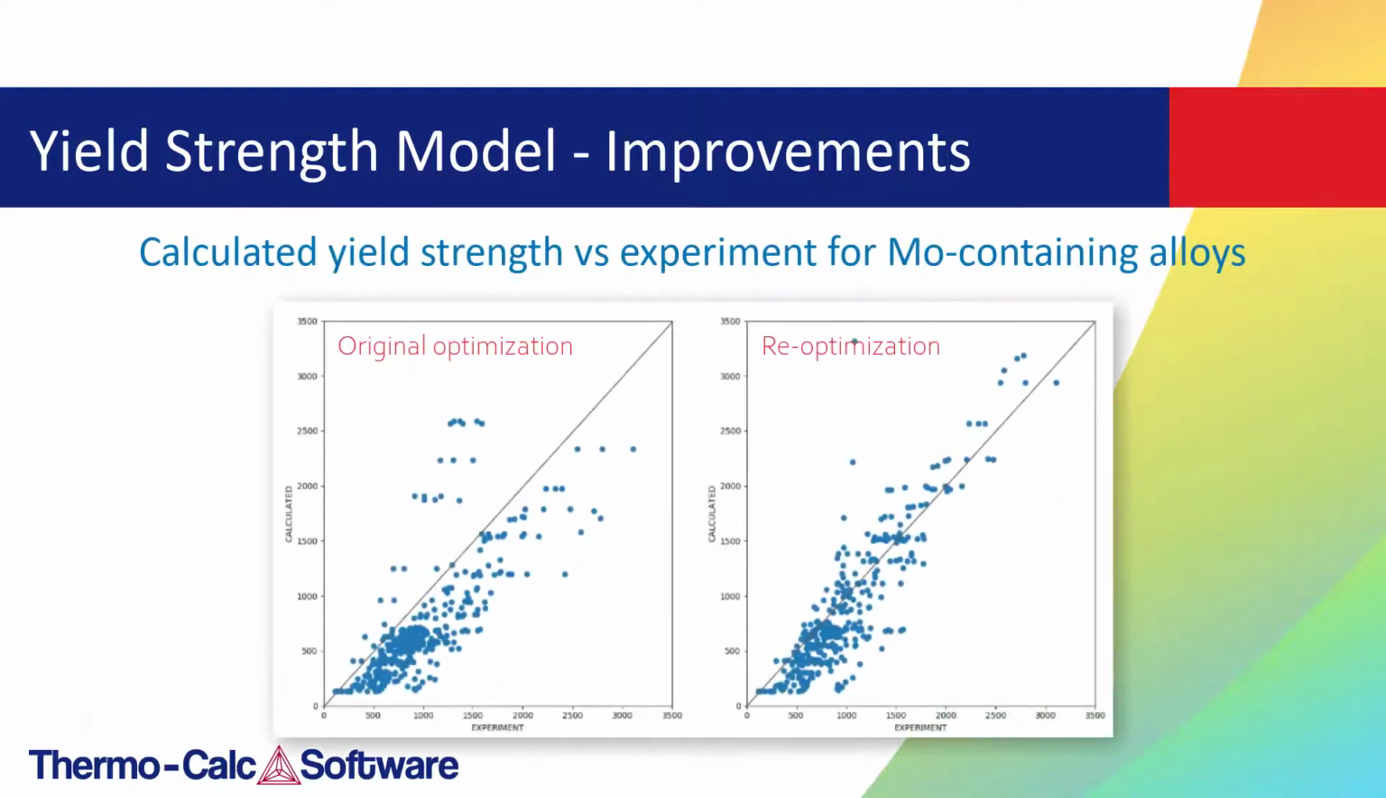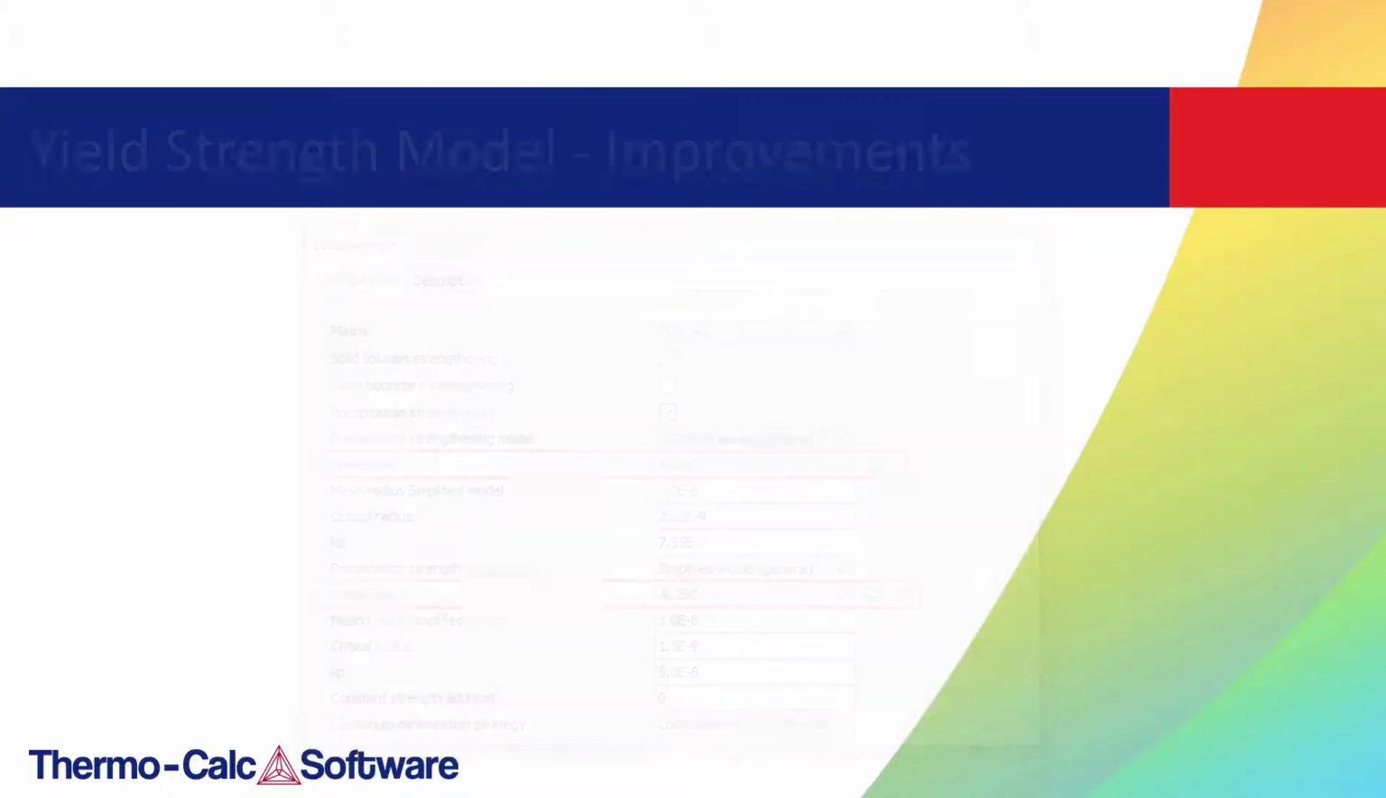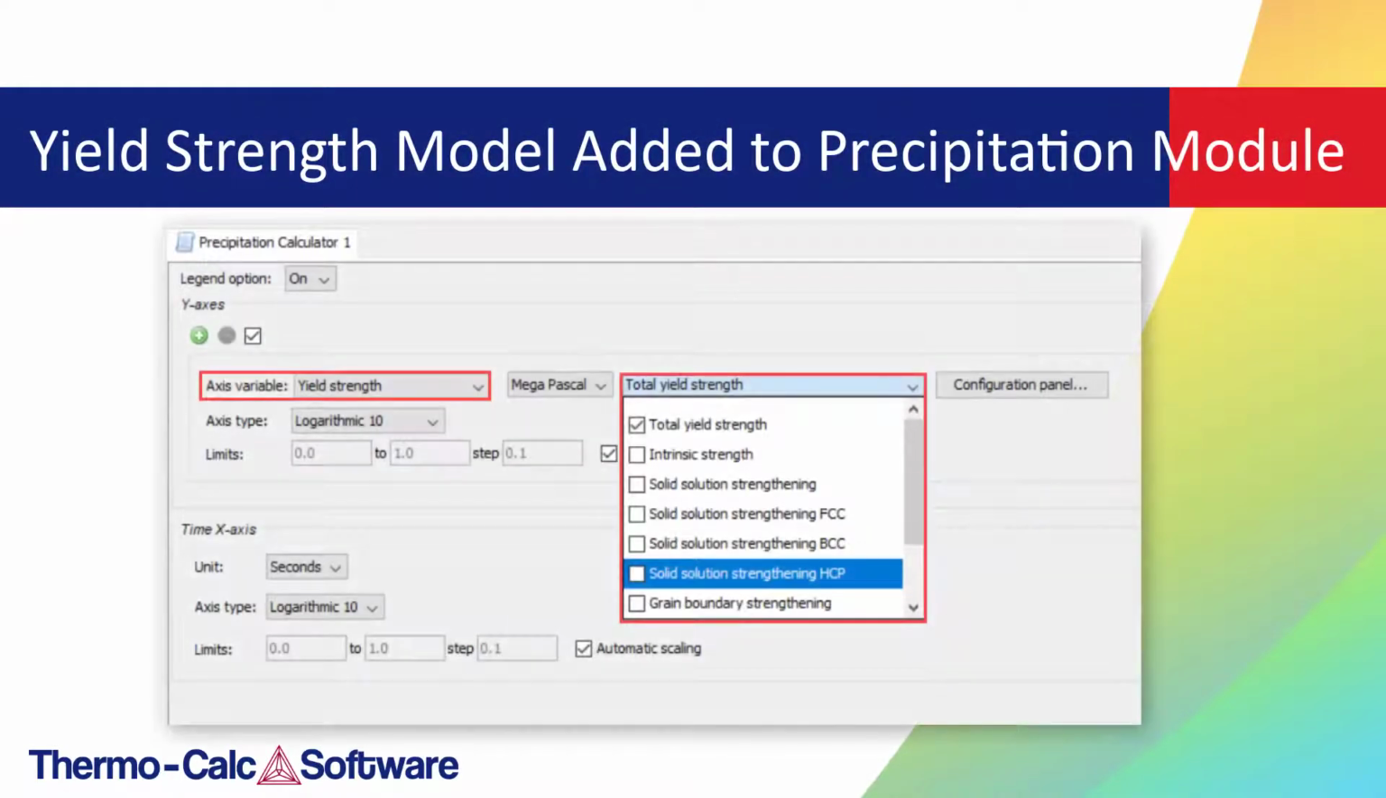As a result of these improvements, the yield strength model now shows a better fit to experimental data when compared to previous versions of the software. The model also now allows users to set up more than 1 precipitation phase when calculating precipitation strengthening. The yield strength model has also been added to the Precipitation Module TC-PRISMA as a plot quantity.